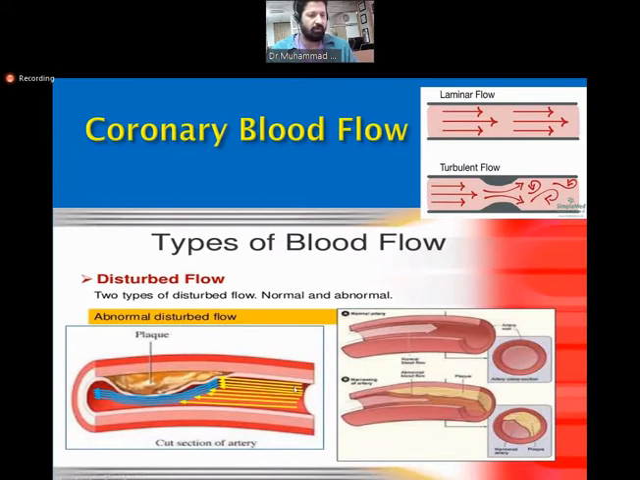So the jet of the blood comes and hits this part of the plaque continuously, and by being hit by the blood flow continuously, once this plaque gets disrupted and the blood is exposed to the subendothelial tissue, the platelets get activated and a thrombus is formed here, and the artery gets occluded 100%. Then the flow to the distal part gets compromised.